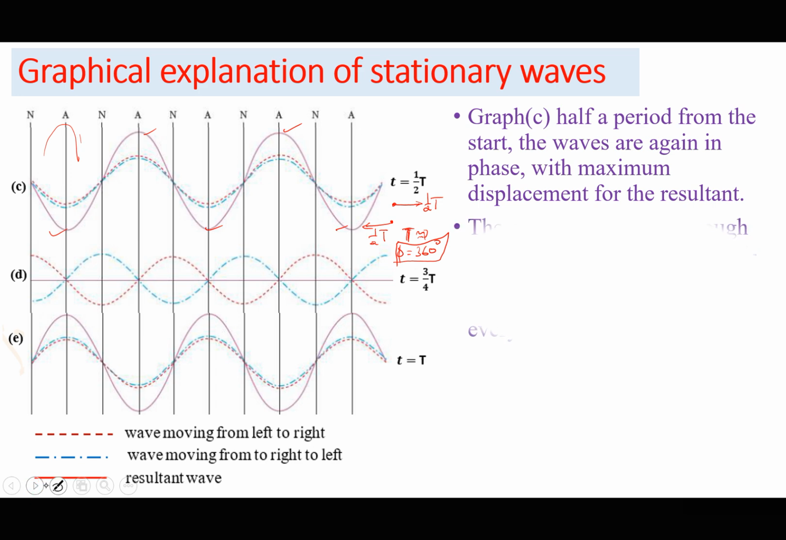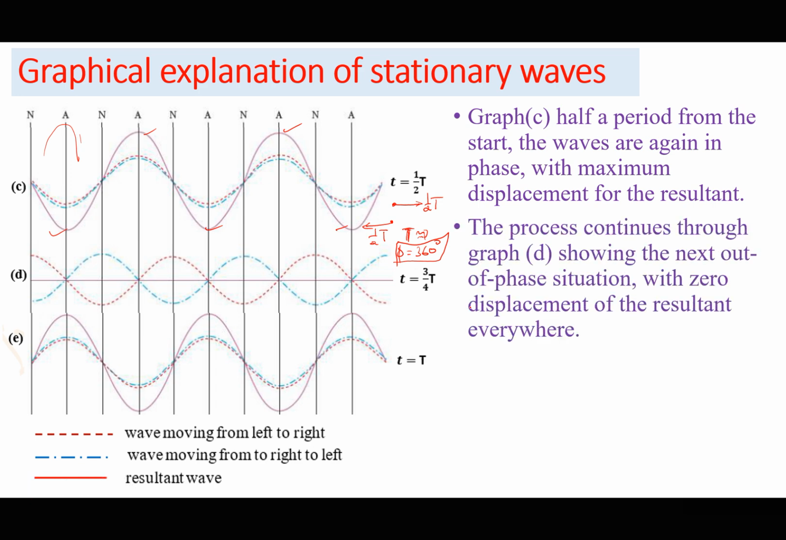So the process is going to continue. The process continues again after three quarters. Destructive comes back where the resultant will be 0. So we have a horizontal line as the resultant. So the process continues through graph D, showing the next out of phase situation with the 0 displacement of the resultant everywhere. And again, finally, after capital T, after one period of these two waves, one is going to be a period on one side, a period on the other side, so that is again 2 periods apart. So 2 periods apart means again a crest is going to align with a crest. So finally we go back to where we started from.